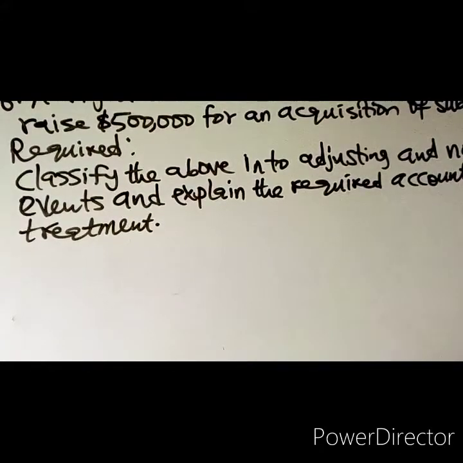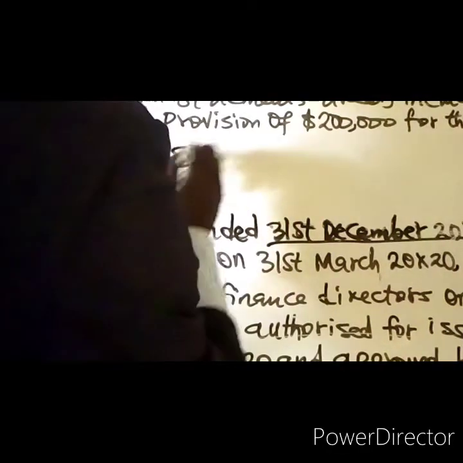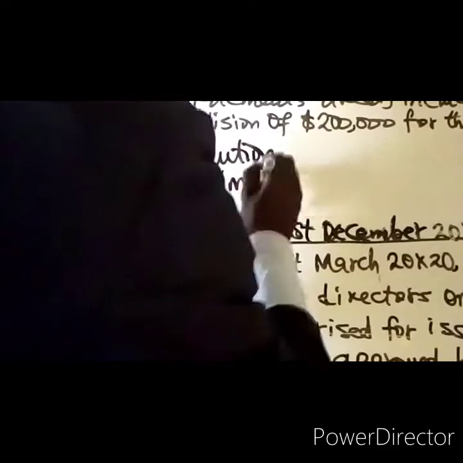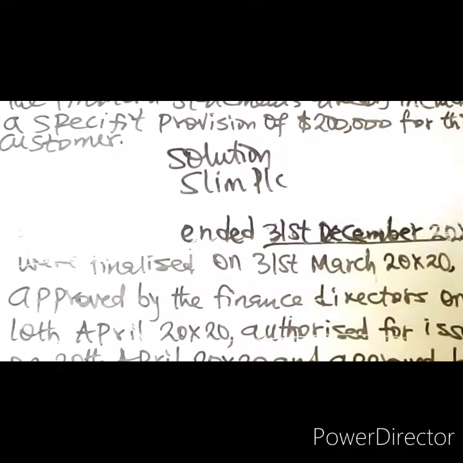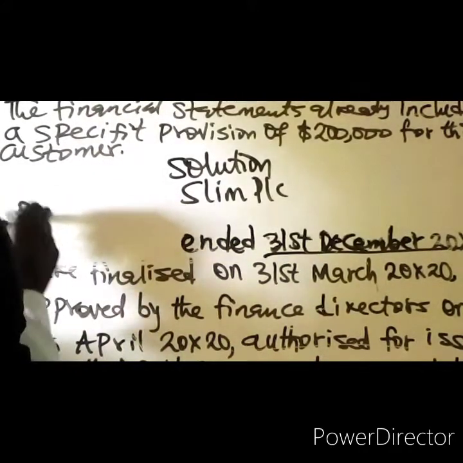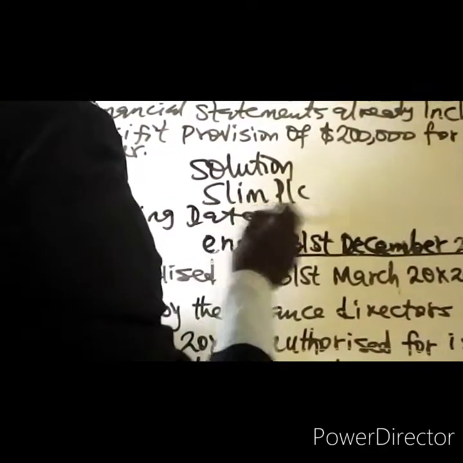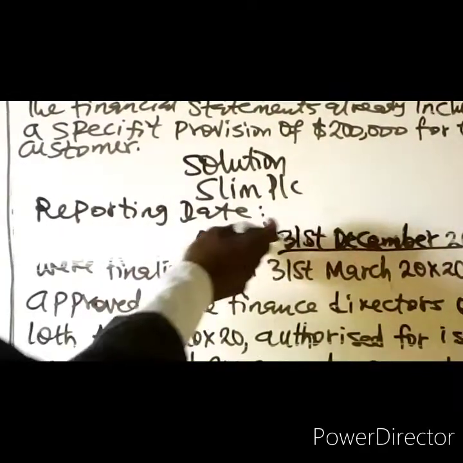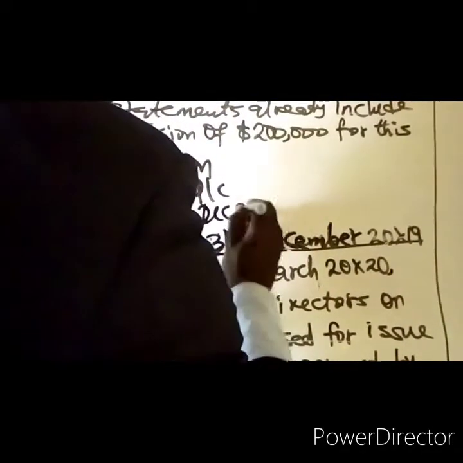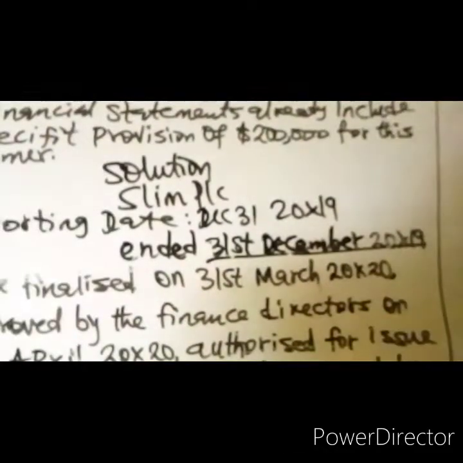So that is the question. Solution. Slim PLC. The first thing, you identify the reporting date. The reporting date is December 31st, 2019. That is the reporting date.